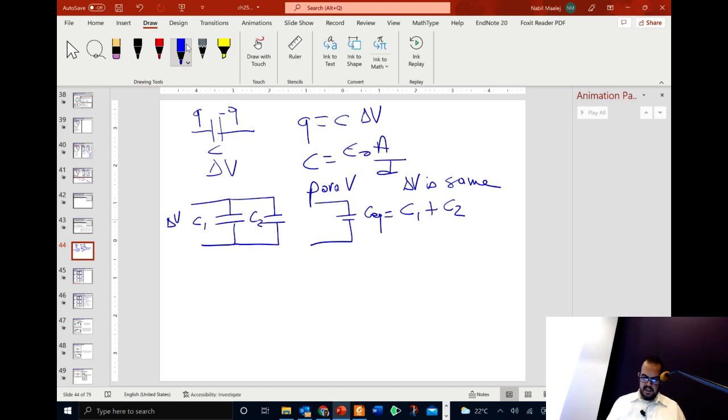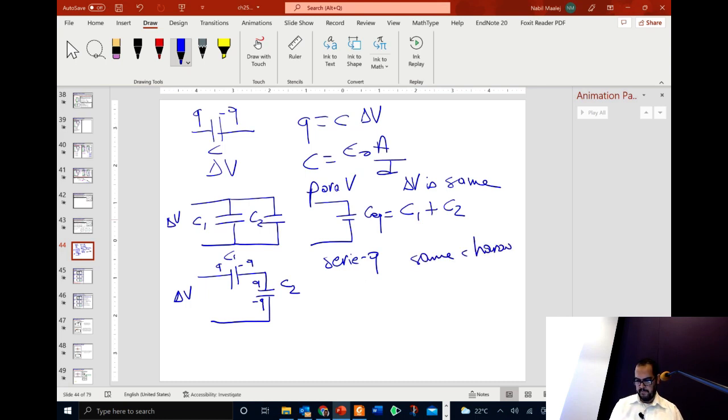Then we did capacitors connected in series, like this one, for example. So we have C1 and C2, and we have delta V here. In this case, we remember that capacitors in series have the same charge. So this is for example Q and minus Q. This is also going to be Q and minus Q. So same charge. The total delta V is also equal to the potential difference across the equivalent capacitance.